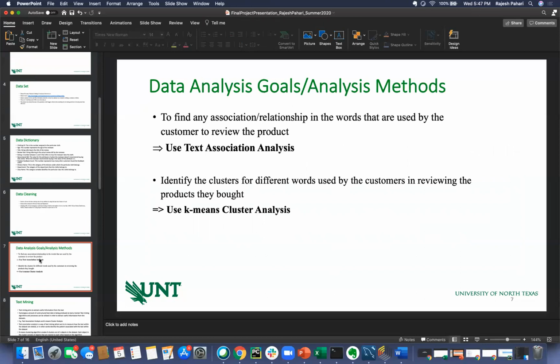What are our data analysis goals and analysis methods? The first goal is to find any association relationship in the words that are used by the customers to review the product. That's done by using text association analysis. The next one is to identify the clusters for different words used by the customers in reviewing the products they bought. The method used was K-means cluster analysis.